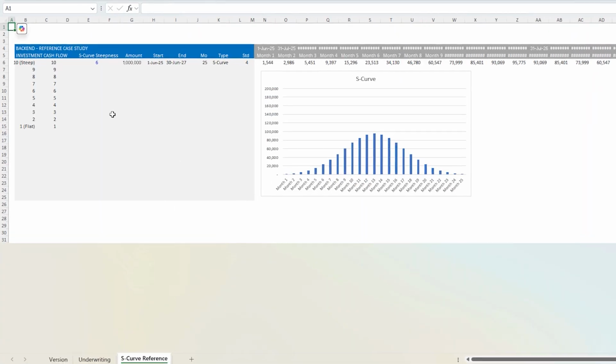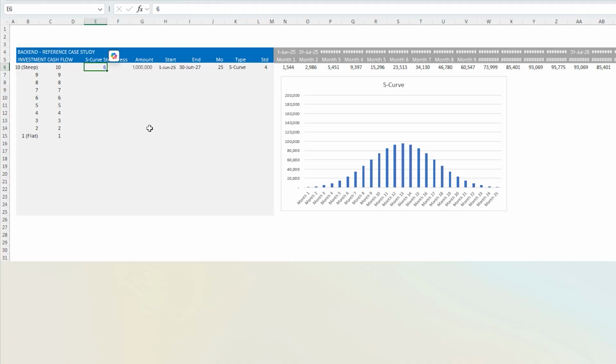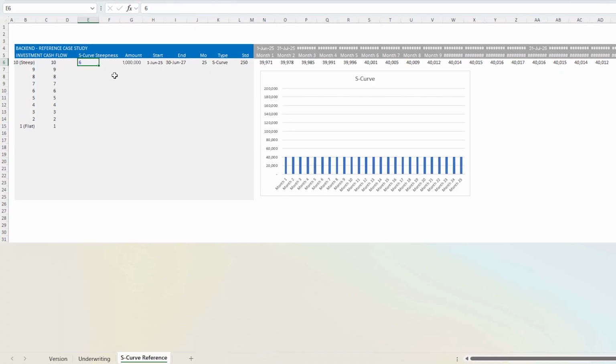So right now we're using just a 6 in steepness. As I come down close to 1, it becomes almost straight line, meaning every period is the same. You can't do 0, but you can do 0.1, and that becomes effectively straight line. 6 is the default in this model.